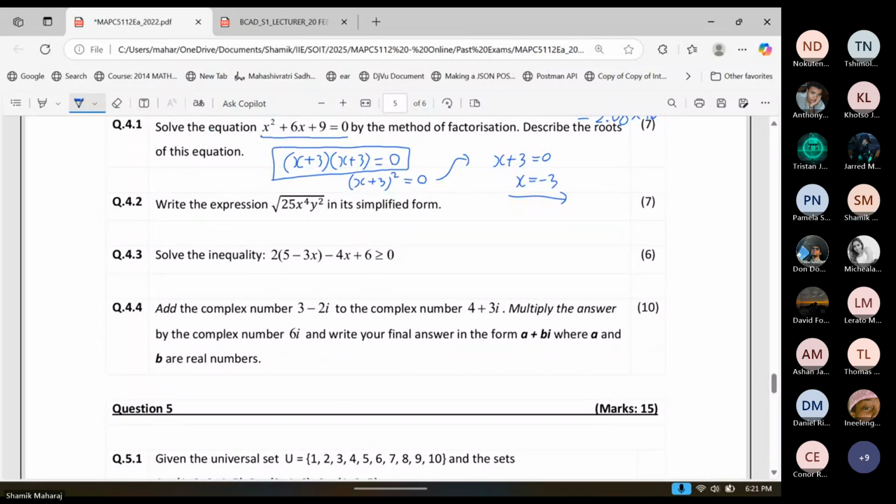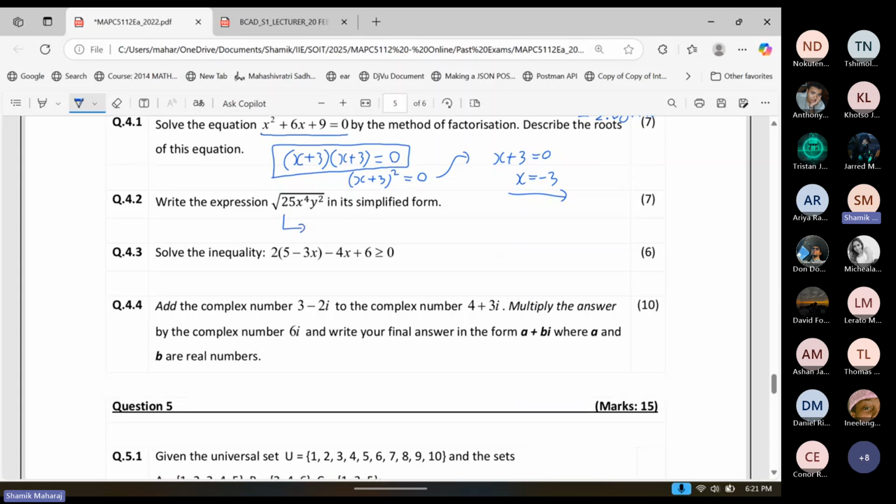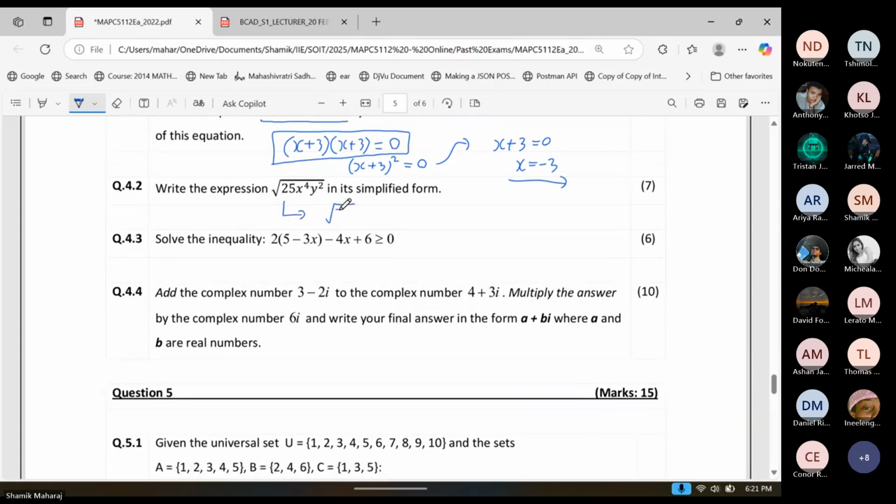Okay, 4.2. I'm just looking at this and wondering why it's worth 7 marks. Something's off here. Okay, I think I can see a slight trick, so let's do it. 4.2, we can break up the roots: square root of 25, square root of x to the 4, square root of y squared. Right, these are all multiplied together.